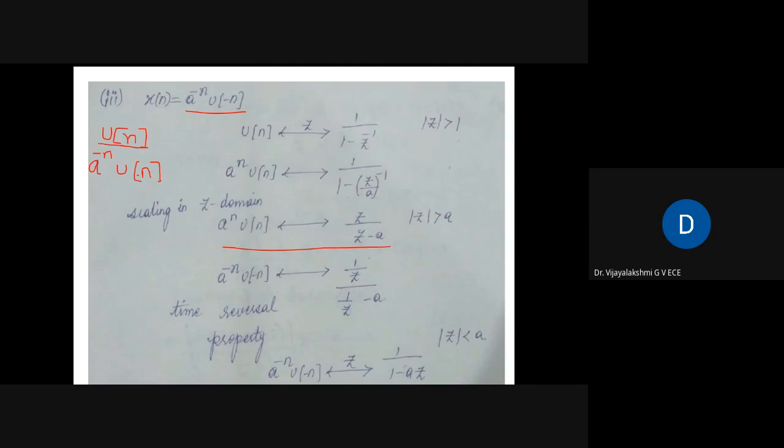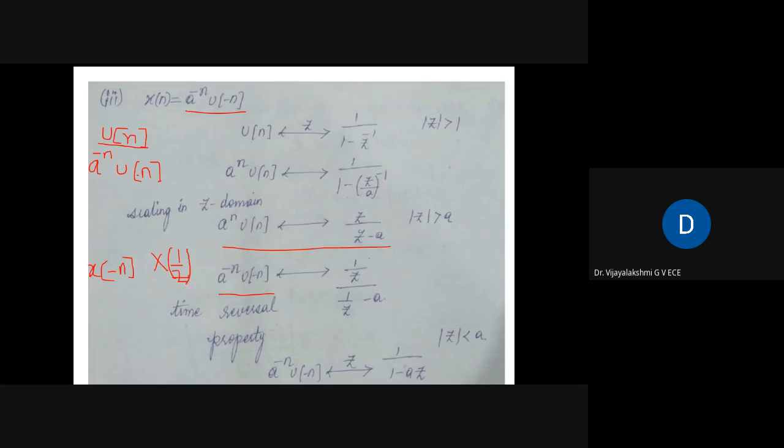Next, I want to find out the Z transform of a power minus n into u of minus n. So n I am reversing. So here I have to use the time reversal property. So a power minus n into u of minus n. What does the time reversal property say? It says that if you are reversing the signal in the time domain, in its corresponding Z domain, Z becomes 1 over Z. It is Z inverse.